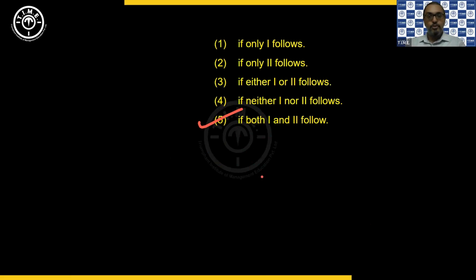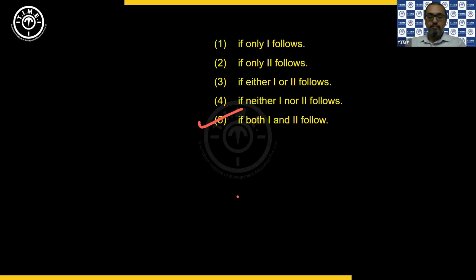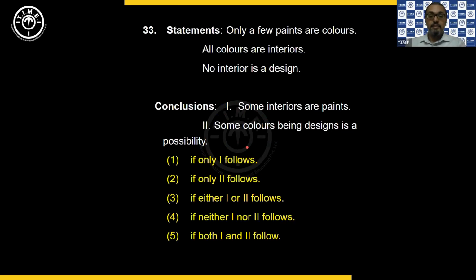Understood? Okay. So these indications are very important, so that will help you understand the limitations of moving your diagrams. When he says only a few, that is how you do that. Okay. So choice 5. Okay. Then next, yes.